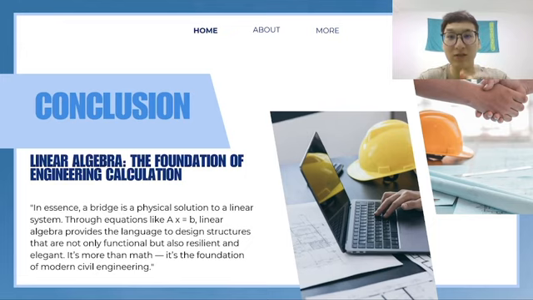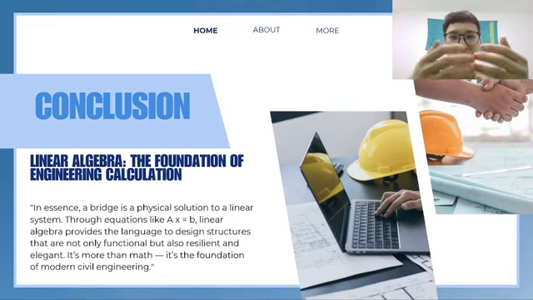Linear algebra is not just abstract mathematics. It's literally holding bridges up. Every bridge you cross, every building you enter, these structures were designed using the exact tools you are learning in this course.